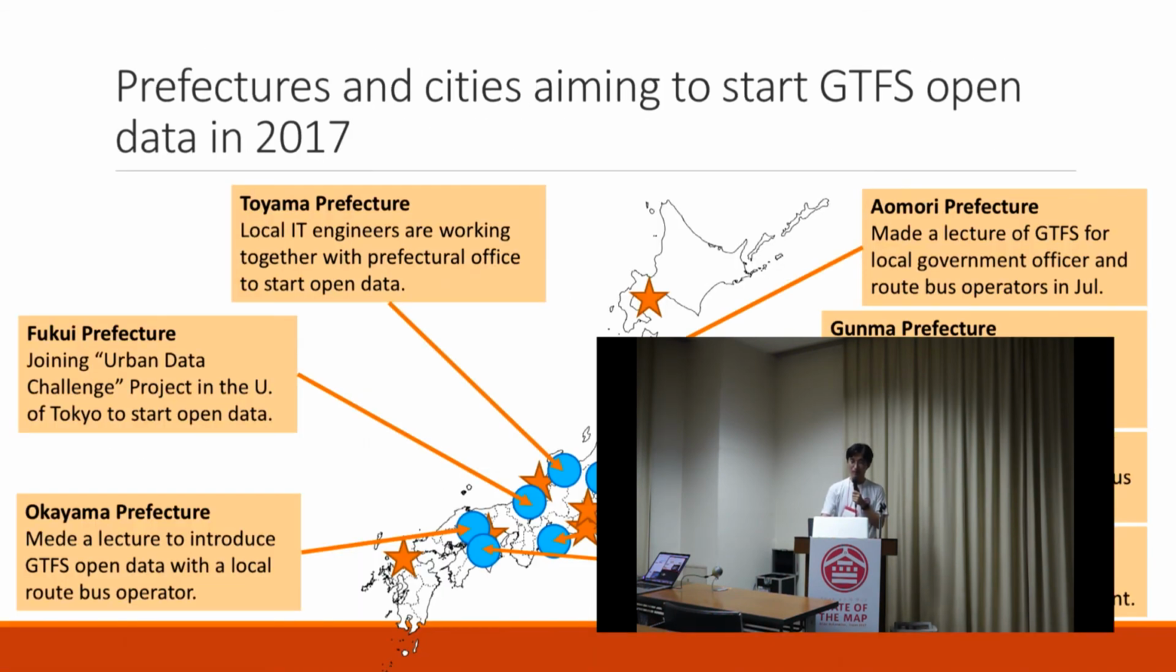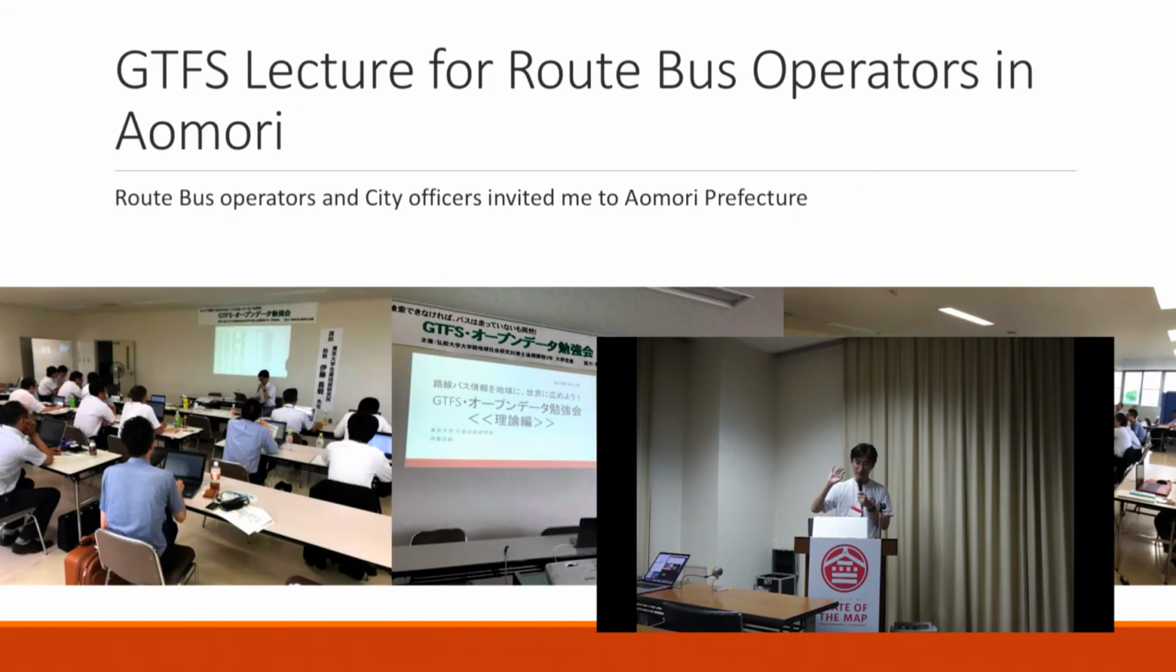So what is happening now is many prefectures are starting open data projects for public transportation. For example, Gunma prefecture is asking their cities in the prefecture to open their data, and also asked me to give a lecture to the city officers. Also, the same thing is happening in Toyama and Okayama or Aomori. So this is an example of Aomori. Here, the route bus operators and city officers invited me to give a lecture about open data and GTFS. So I had a 3-hour lecture for them.